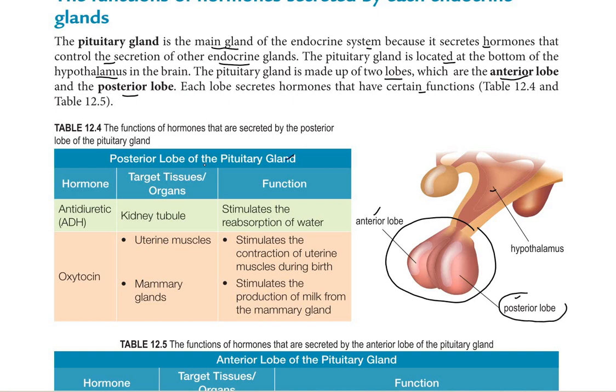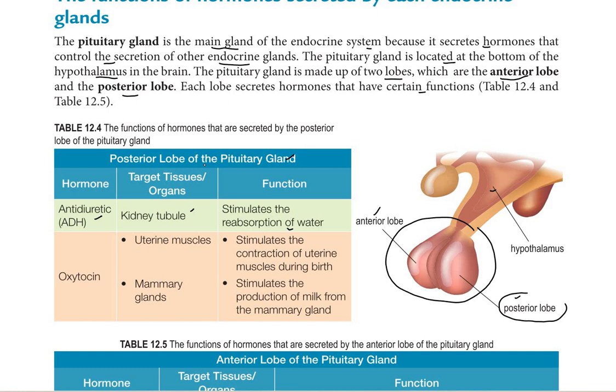It will secrete the hormone antidiuretic hormone, or ADH. The target tissues or organs are the kidney tubules in the kidney. The function is to stimulate the reabsorption of water. This we are going to learn in chapter 13 later, in the kidney. So, antidiuretic hormone, ADH.